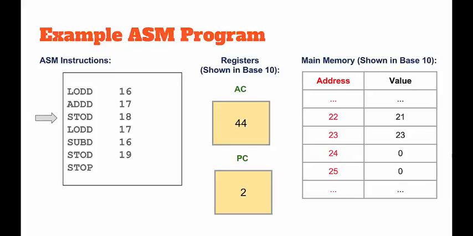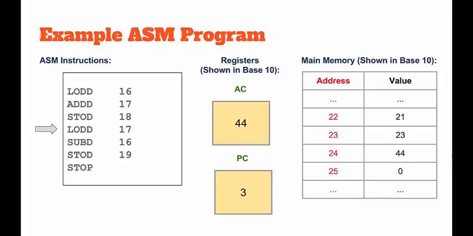Store direct is our next instruction, meaning we take the value in the accumulator and store it directly into main memory at memory location 18 in hexadecimal. Now 18 in hexadecimal is 24 in base 10. So we're going to put the value 44 from the accumulator into memory address 24.